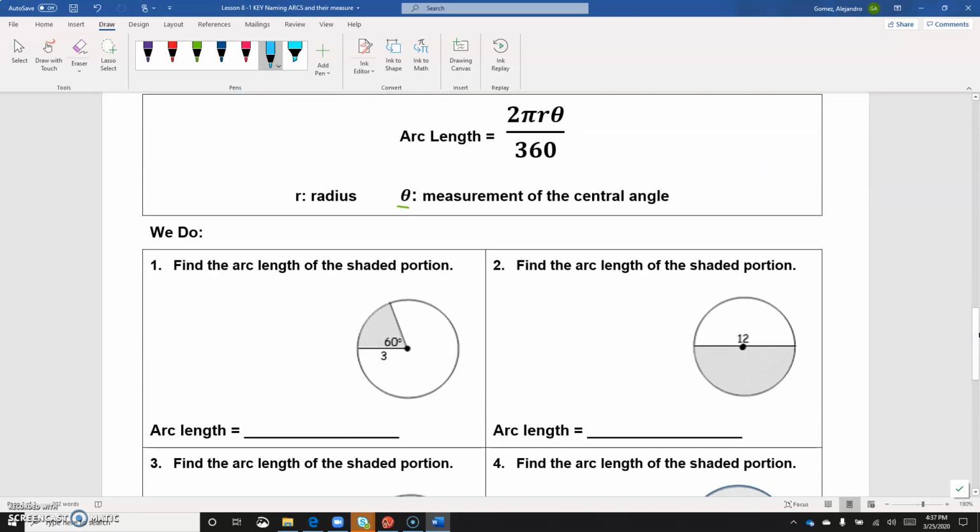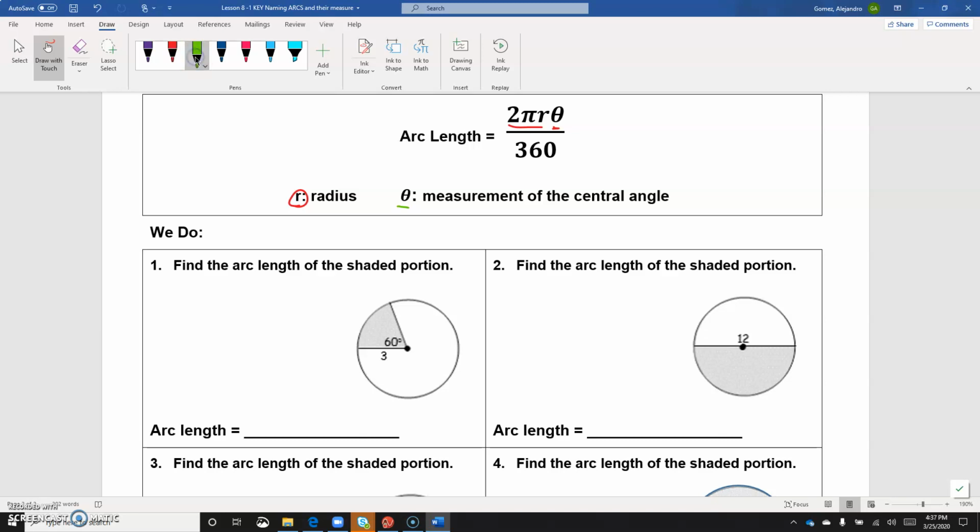Okay, arc length. We're going to go ahead and use this formula. This is new, and there's something new here. Okay, where it's going to be 2 pi r, which is just our circumference formula, where r is our radius. And then theta is going to be new. Theta is the measurement of the central angle. So all we have to do is plug it into the formula. We will be leaving things in terms of pi, but I will show you that in number 1.